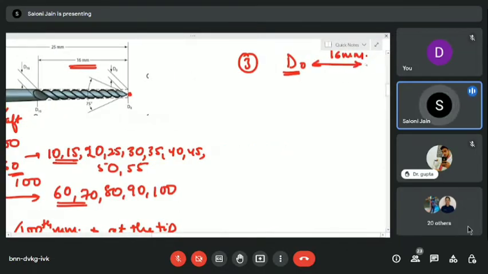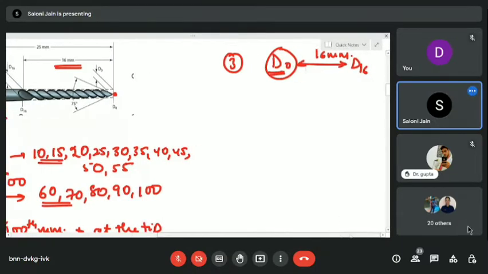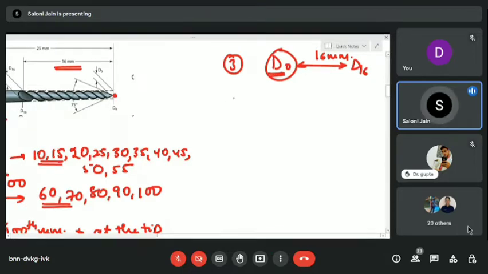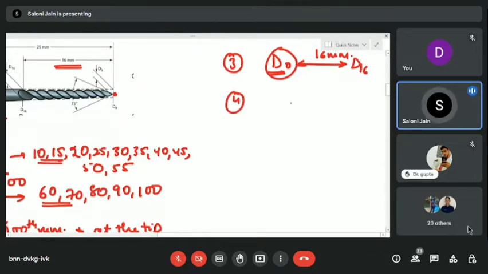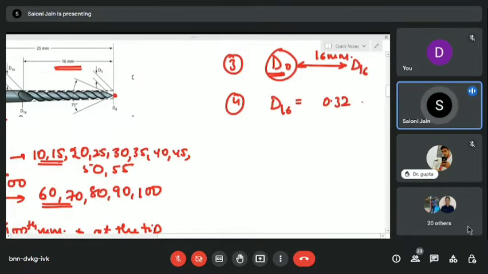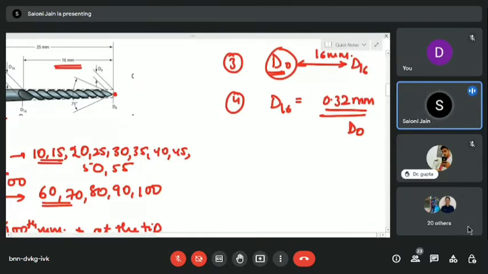So the point where the blades terminate is designated as D16. The tip diameter is designated as D0, and the distance between D0 and D16 should be 16 mm. And the fourth point is that the diameter at D16 will be 0.32 mm greater than that at D0. So they have specified this as well, that the diameter at the tip they specified earlier would be hundredth of a millimeter of the instrument number. And at D16, it would be 0.32 mm added to D0.